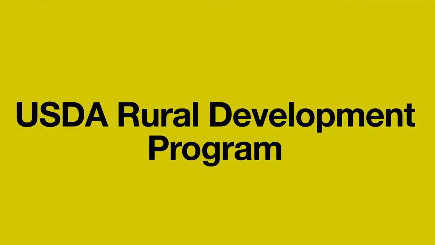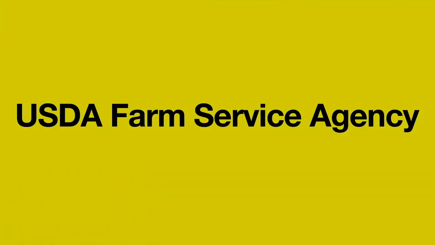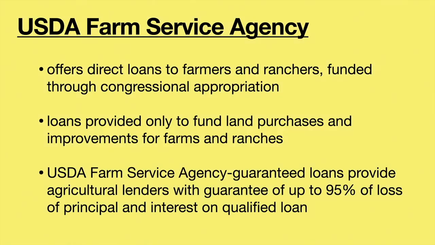The USDA Rural Development Program offers loans, grants, and loan guarantees for housing and other rural needs. The USDA Farm Service Agency offers direct loans to farmers and ranchers, funded through congressional appropriation. These loans are provided only to fund land purchases and improvements for farms and ranches. USDA Farm Service Agency guaranteed loans provide agricultural lenders with a guarantee of up to 95% of the loss of principal and interest on a qualified loan.